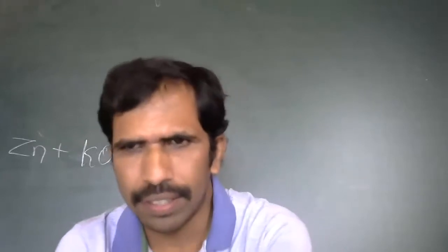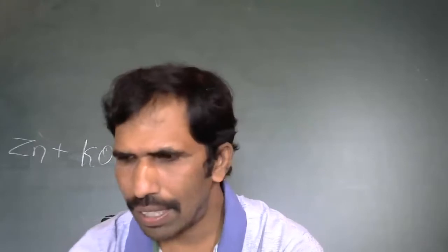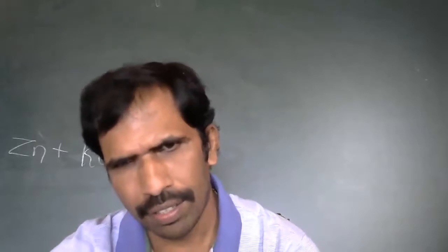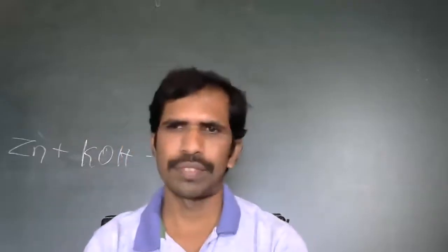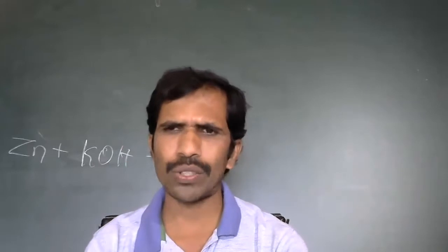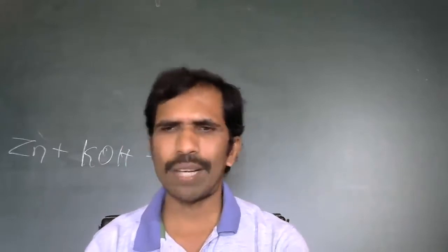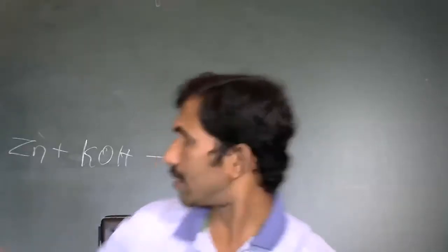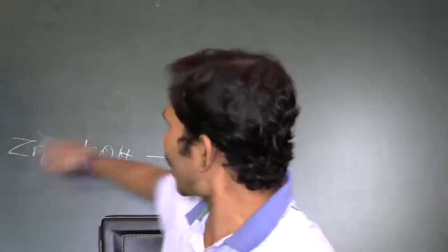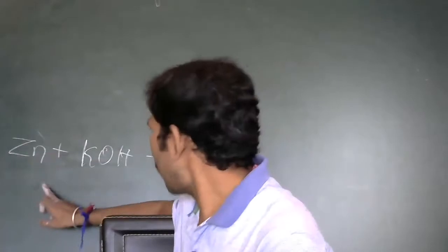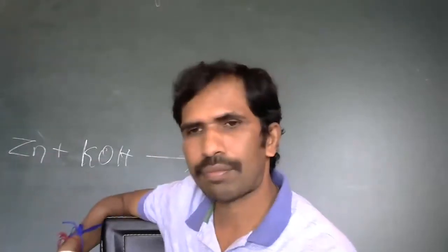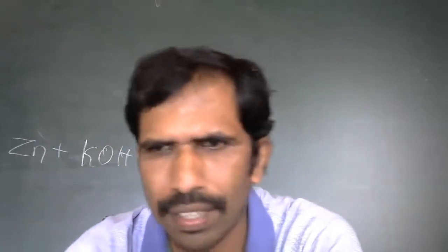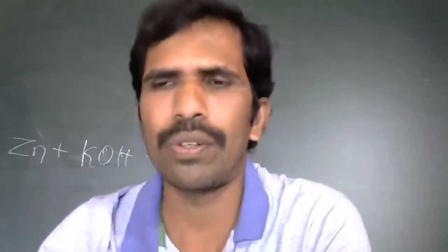So, Pratham Bhatt is right. He has given the answer. K2ZnO2 plus H2 is the right answer. Same reaction as sodium. There sodium was reacting with base. Here potassium is reacting with zinc. That's the difference, that's all. So K2ZnO2 is on the product side along with H2. I hope you understood the point.